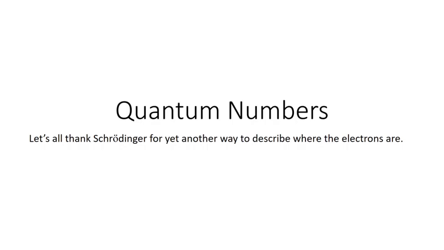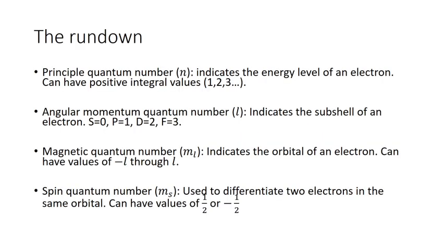All right, so today we're going to be talking about quantum numbers, and really it's just another way of indicating where an electron is around an atom. There are four quantum numbers. I have them all written here with what they indicate. You can pause the video and write them down, but I'll go through them quick here.